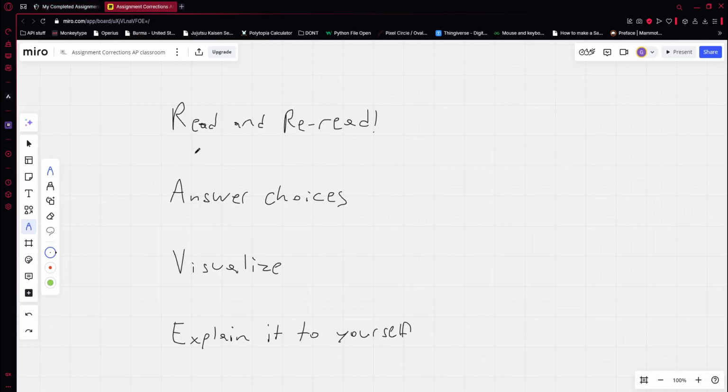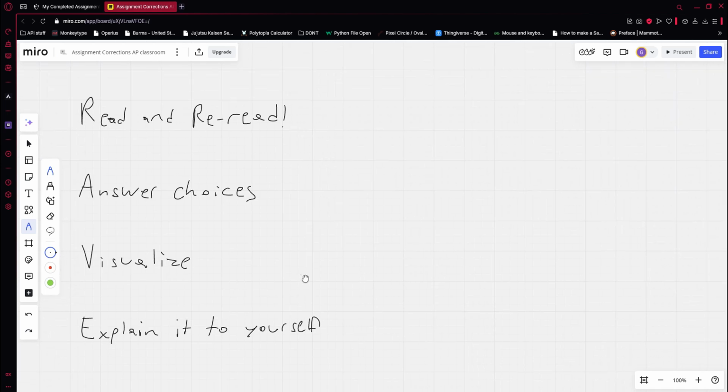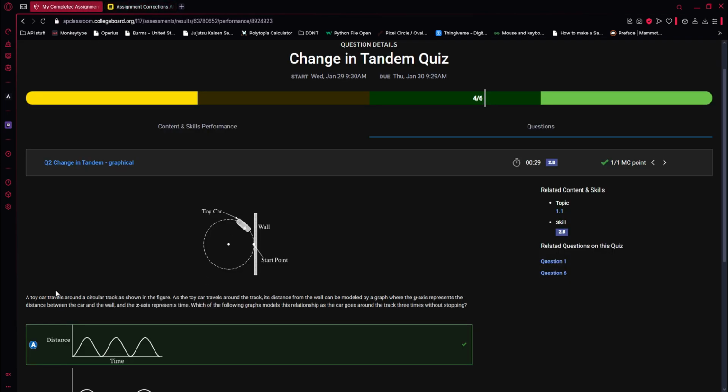So, third step, visualize. This is one of the most important steps, because we are going to take the information that is just this huge block of words right here, and we're going to turn it into a picture, a pretty picture, because we love that. So, we're looking at a toy car traveling around a circular track. Okay, not as important, we have the visual for that already.